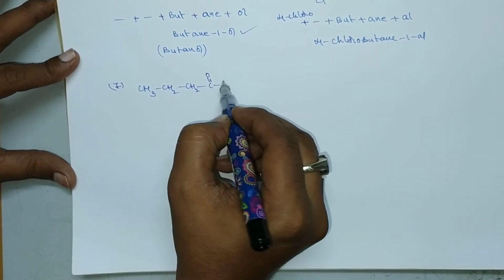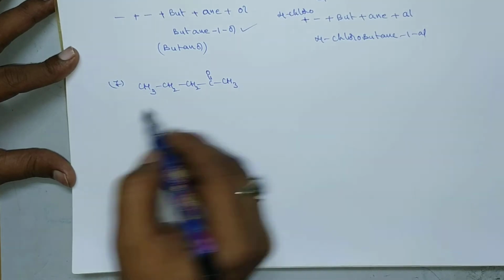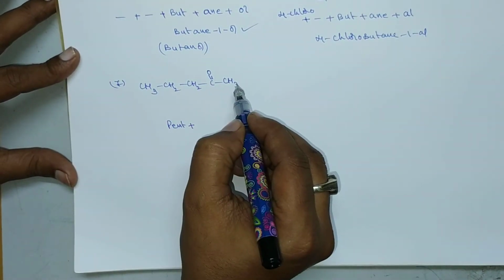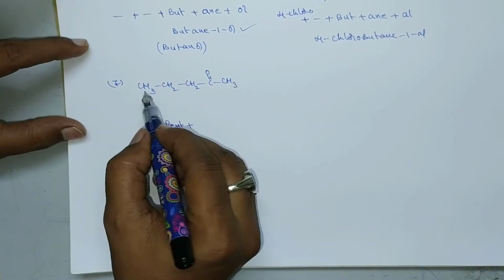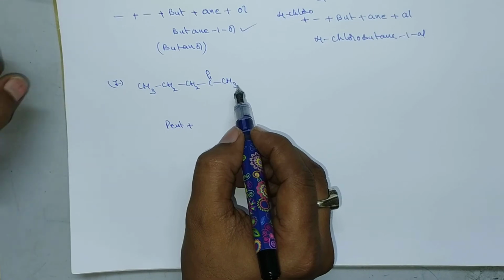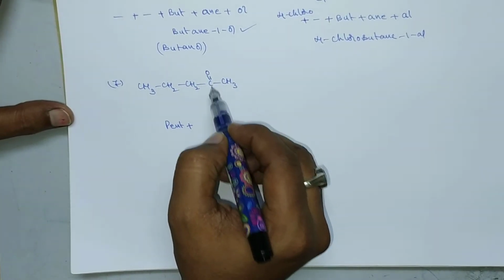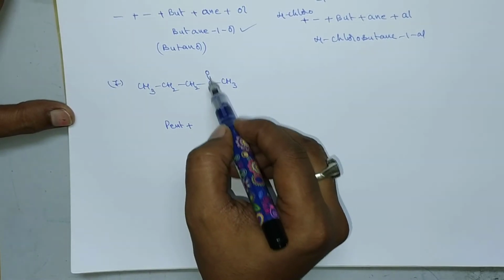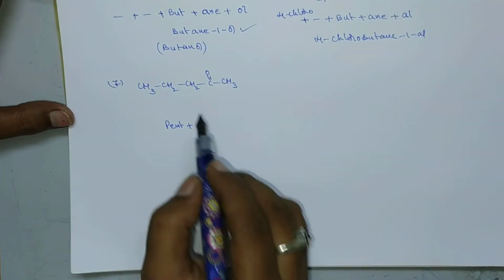Let us take this one. Here the total number of carbon atoms is 1, 2, 3, 4, 5. So 5 means pent. Pent plus all are single bonds. Is there any double bond? Here all are single bonds. We should consider only carbon-carbon single or double bonds. We should not consider carbon-oxygen bonds. Here the double bond is C double bond O, that is a carbon-oxygen double bond. Okay, clear?